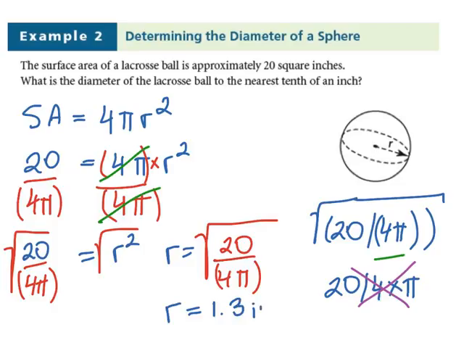The last thing we have to do is find the diameter. So we're going to double it. So we're going to multiply this by 2. And our diameter is going to be 2.6 inches.